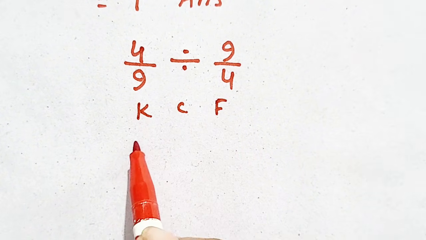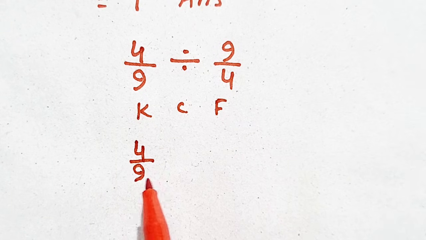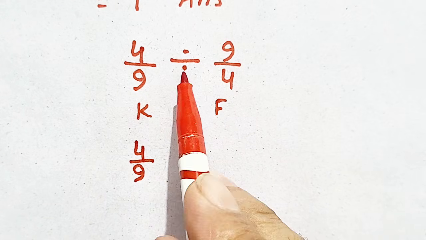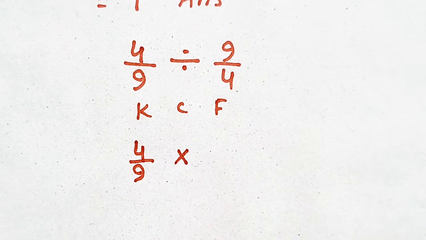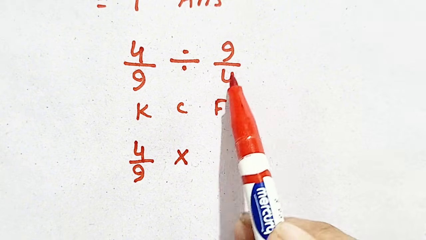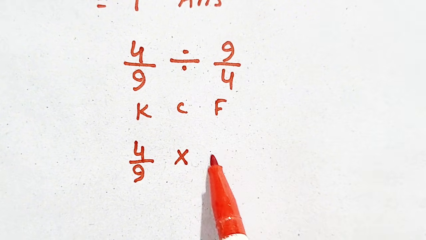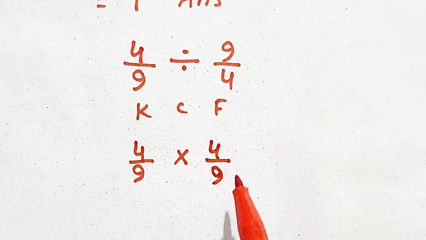KCF means keep it. 4 by 9 is kept itself. C means change the division. It will be converted into multiplication. And F means flip. We have to take its reciprocal, so it will become 9 by 4.